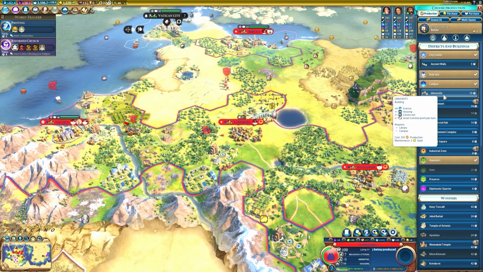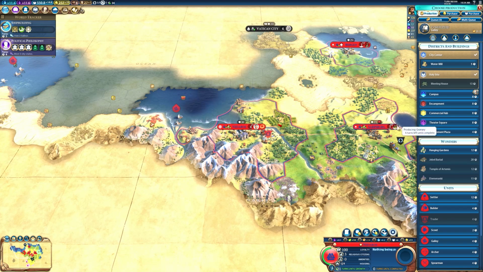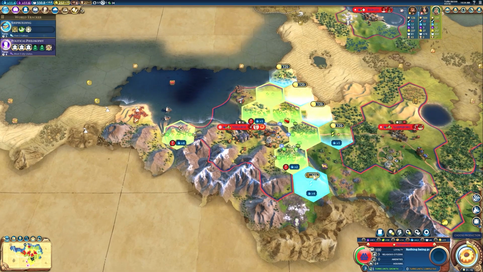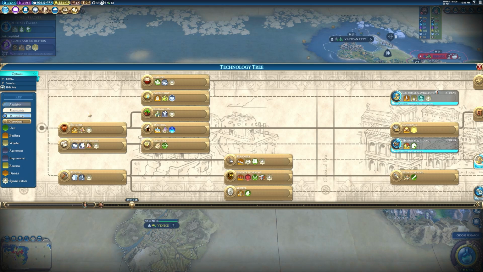Next, we'll talk about science. Science has one purpose, which is to unlock technologies from the tech tree. Without science, you're stuck in the Stone Age, throwing rocks at people and trying to poke them with sticks to defend your cities. Science is pretty easy to understand. Either you have it or you don't. What you do have goes into unlocking items from the tech tree.